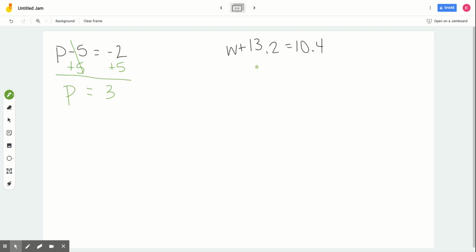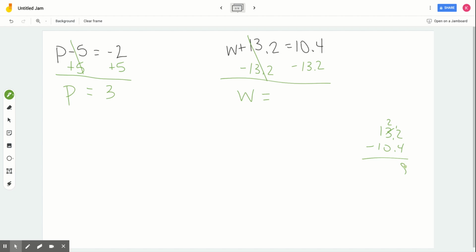On the second one, the opposite of adding 13.2 is to subtract 13.2. So again, whatever we do on one side has to happen on the other. 13.2 and negative 13.2 make a 0, so we're left with W. 10.4 and negative 13.2 have opposite signs, so we have to subtract. Remember that we're always going to put the bigger number on top. So when we subtract, you'll have to borrow.